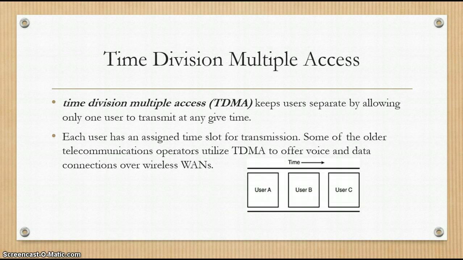For time division multiple access, TDMA keeps users separate by allowing only one user to transmit at any given time. Each user has an assigned time slot for transmission. Some of the older communication operators utilize TDMA to offer voice and data connection over wireless WAN. The figure shows TDMA makes users transmit only during their assigned time slot.